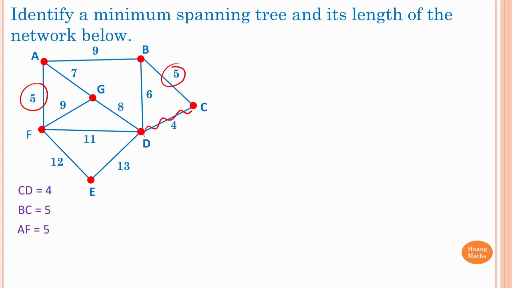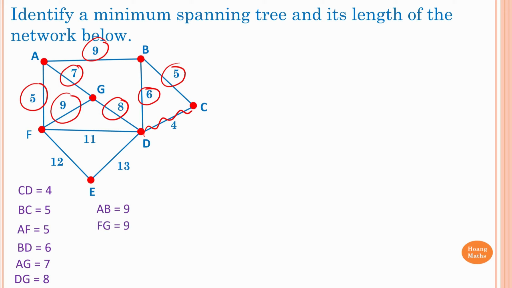Now it doesn't matter whether you write BC before AF or AF before BC, because they both have the same weighting. The next one is 6, so that is BD. And then we have 7, AG, and then followed by DG. So after that, we have 9, so that is AB. And then we have another 9 here as well, which is FG. Again, it doesn't matter whether you write AB before FG or FG before AB, because they both have the same weighting.